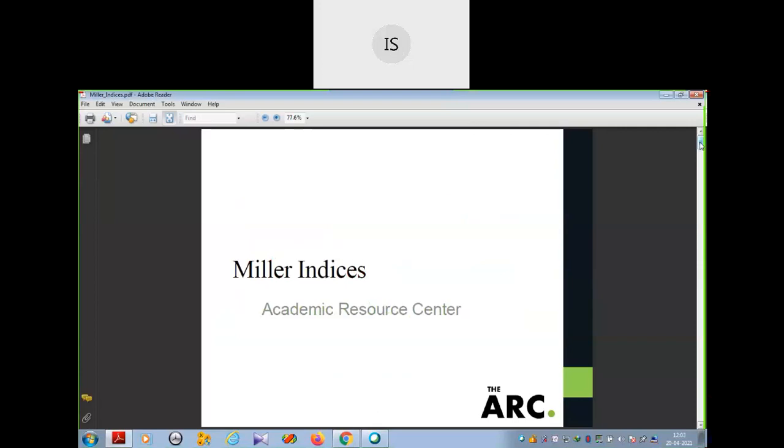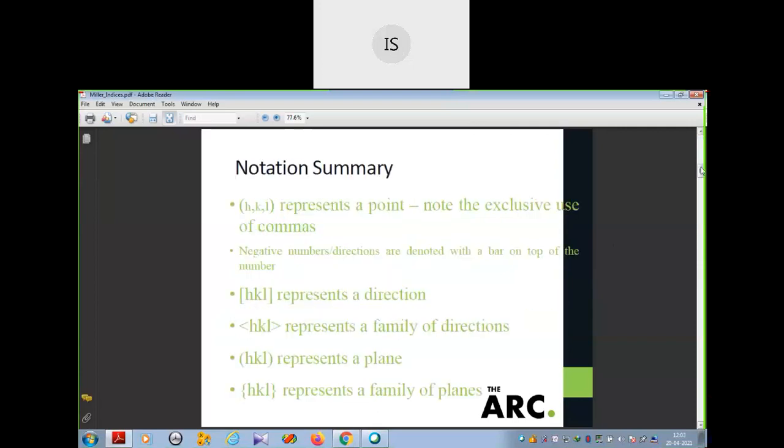Sir, can we get the notes, sir? Yeah, definitely. I'll send the PDF. I'll send the PDF in your WhatsApp group. It will be better for you.